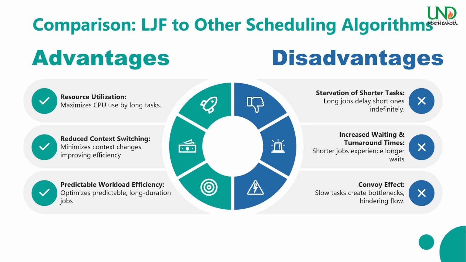However, LJF is not without its disadvantages, and these make longest job first an unsuitable algorithm for most scheduling tasks. One significant drawback is the starvation of shorter tasks. If long jobs continue to dominate the queue, smaller tasks may be delayed indefinitely, leading to fairness issues.